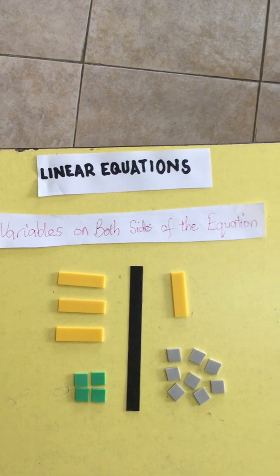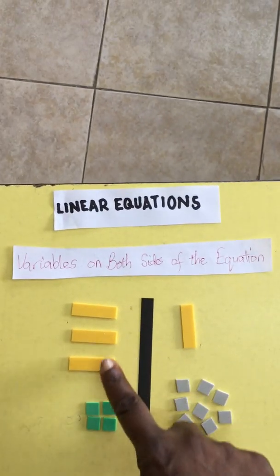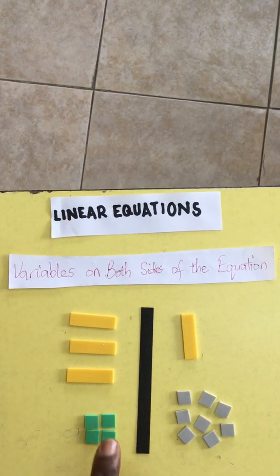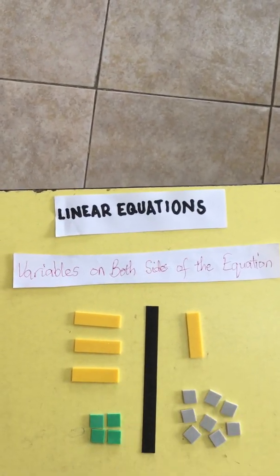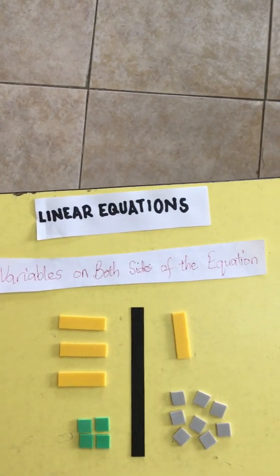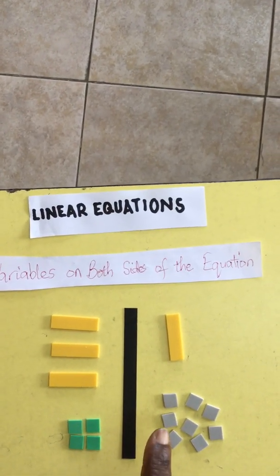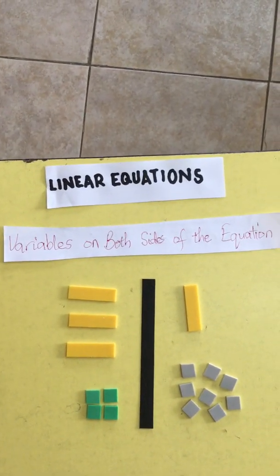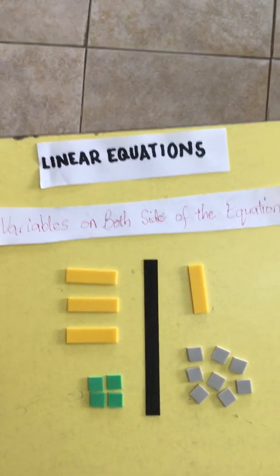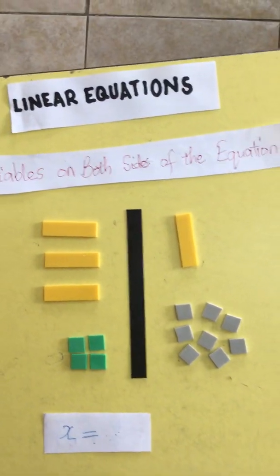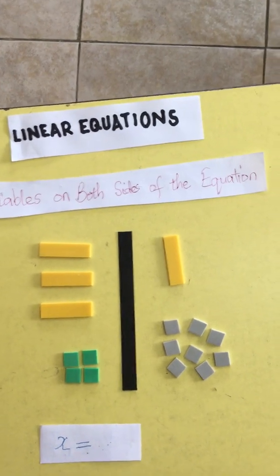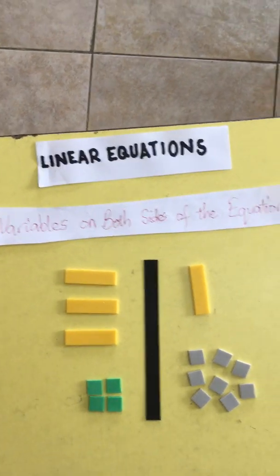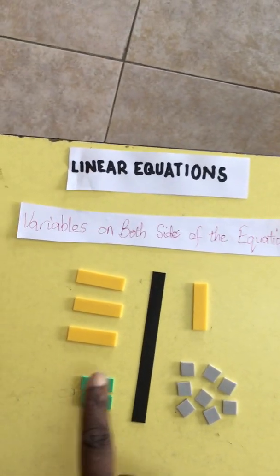So here we have 3x plus 4. You see that we have x on both sides. That's what we have here. But that's not what we really want. What we want is the value of just x, so that at the end of it we have something like this: x equals the value. So what do we do now that we have x on both sides?